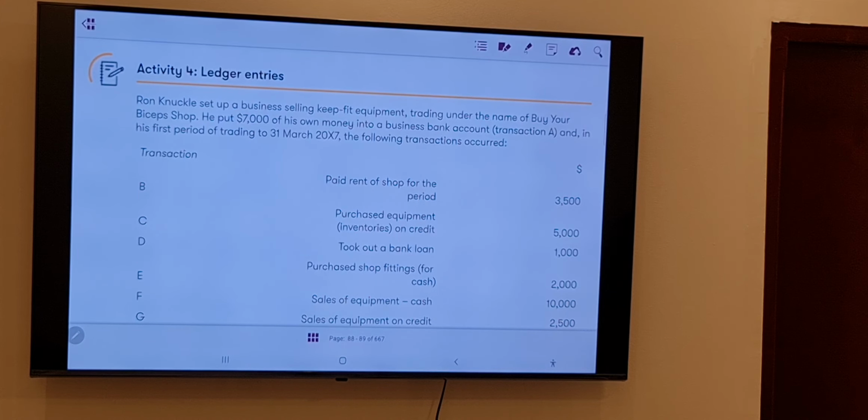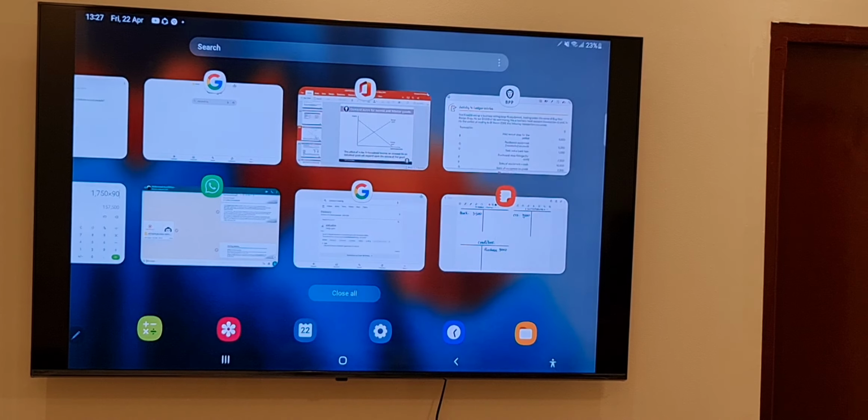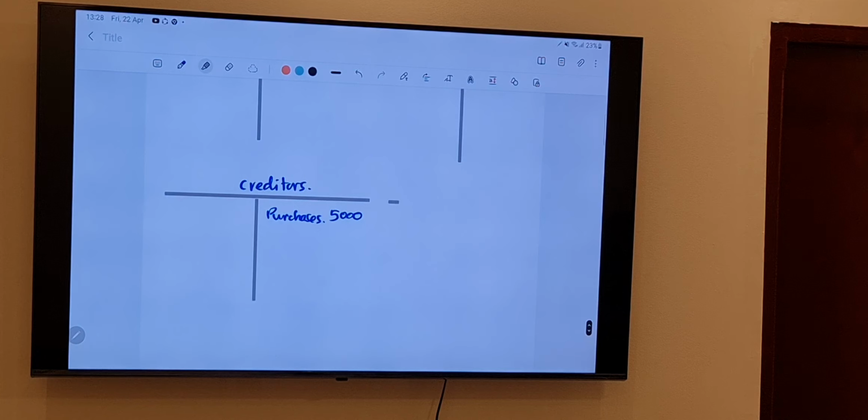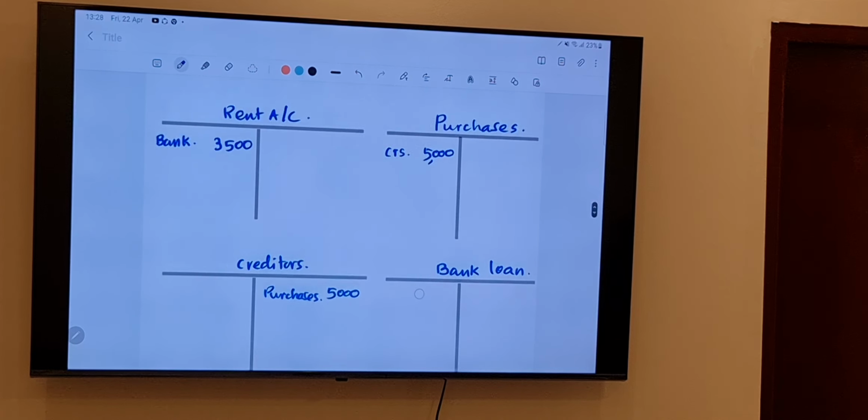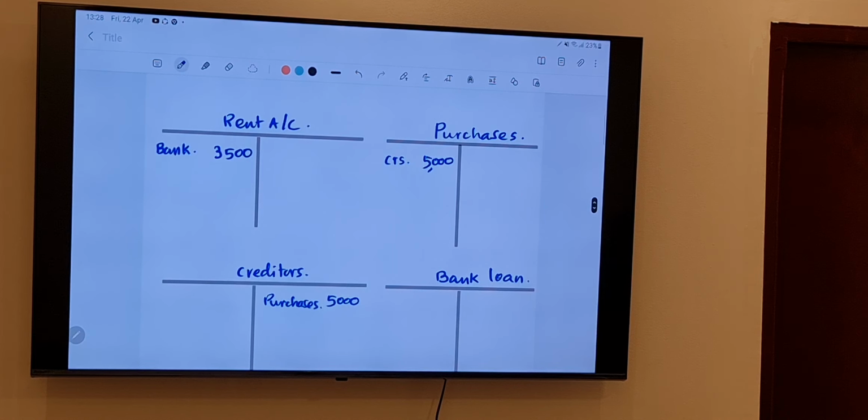Next item. Took out a bank loan, 1,000. Now we need to have one account here. Okay, you need to understand the relation between this and what we are doing now. You came for the last class, no? You need to understand the rule here. Where's the table? Open the table. If any of the assets increase, we debit. If any of the assets decrease, we credit. And like that, liabilities and so on. Now, we are using examples to practice this rule.